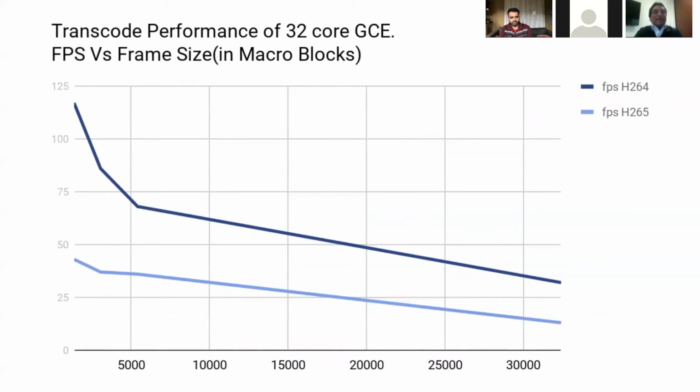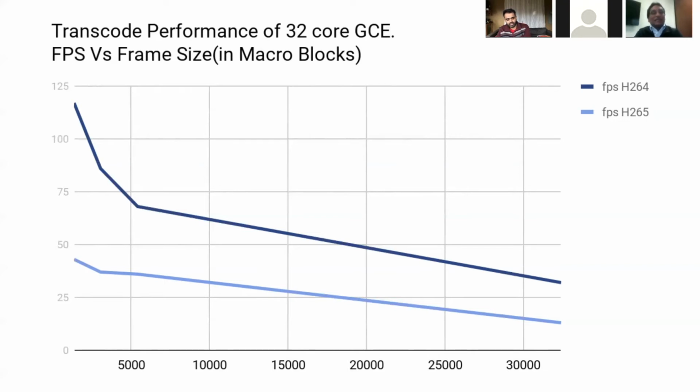Again, it is a different metric compared to the FPS. Instead of identifying the resolution, Ultra HD, HD, 720p like that, we try to map the macro block transcoding capability of the instance, for both H.264 and H.265, on one particular instance of 32 core.